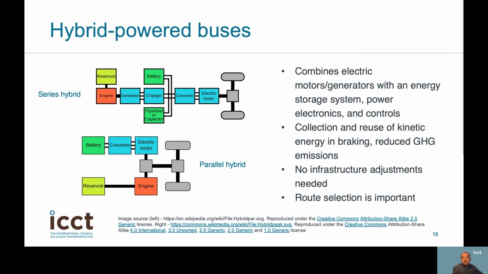The last type of technology we'll talk about today is hybrid-powered buses. These buses are equipped with an internal combustion engine and an electric motor, generator, and batteries. There are generally two types of hybrids, series and parallel. A series drivetrain receives mechanical power from the electric motor, which is run by either a battery or an internal combustion engine-powered generator. In hybrids with parallel drivetrains, the electric motor and internal combustion engine can provide mechanical power simultaneously.